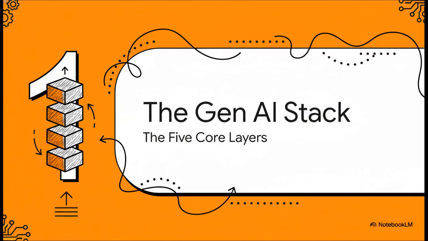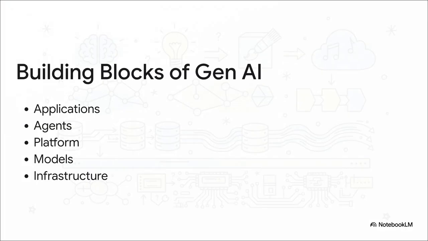The key to really getting your head around Gen AI is to see it as this stack of 5 core layers. Once you understand this structure, everything else just clicks into place. You'll see exactly how all the pieces fit together to make the tools we're all using. So here they are. The 5 building blocks. At the very top, you've got applications, then agents, the platform, the models, and holding it all up, the infrastructure.